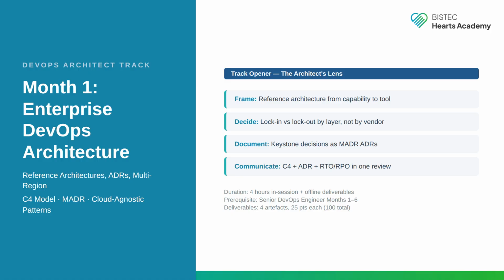12 months. 12 areas. Each month, you walk out with 4 pieces of paper that you can take to a meeting. By the end of the year, you have the artifact set that an architecture review board expects to see from a senior architect: a reference architecture, a set of keystone decisions in writing, a multi-region topology with named failure modes, a working POC, a team API, an SLO catalog, a security review, and an executive communication pack. Month 1 is the foundation. Everything else builds on it.